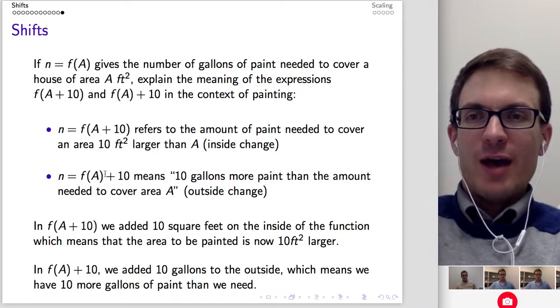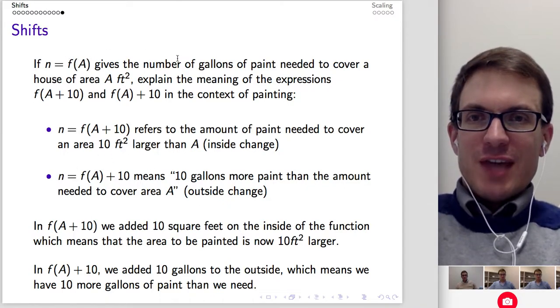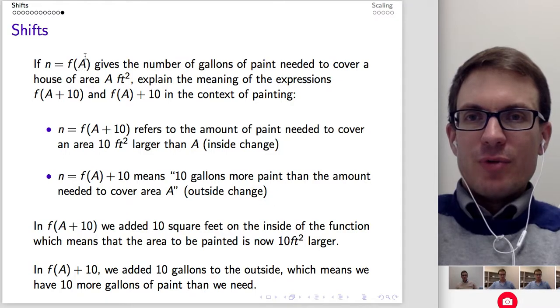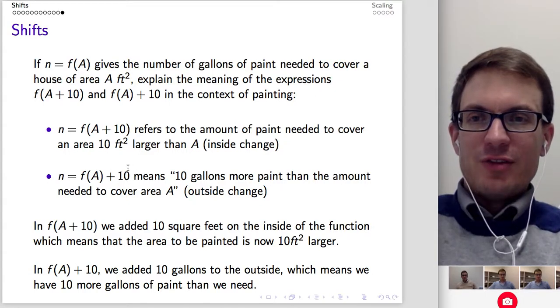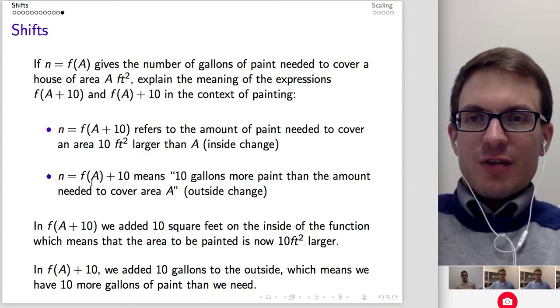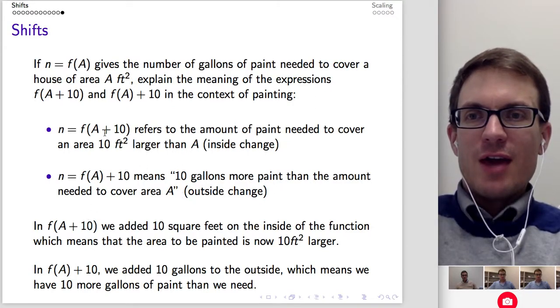Right? Let's think of why. f of a is giving us gallons as output. It's taking area as input, giving us gallons as output. So this is outputting gallons. So this 10 must be in terms of gallons. This is gallons to cover area a, plus 10. So 10 more gallons than the amount needed to cover area a.